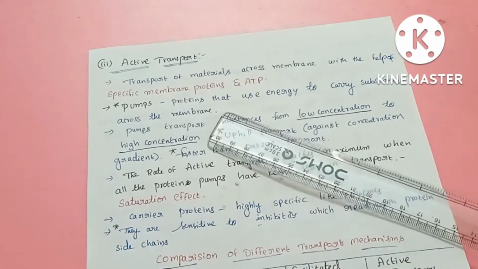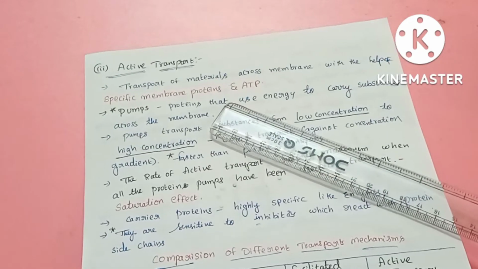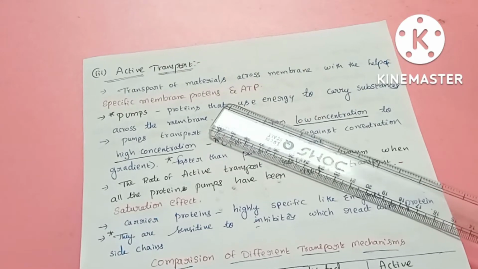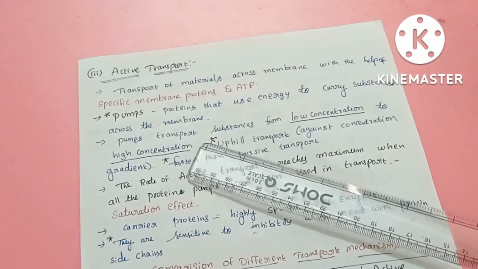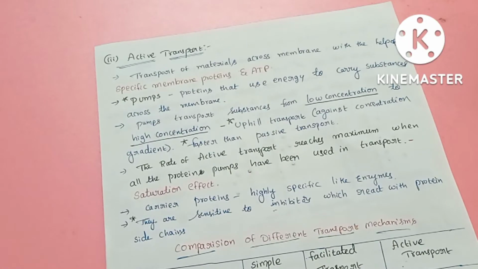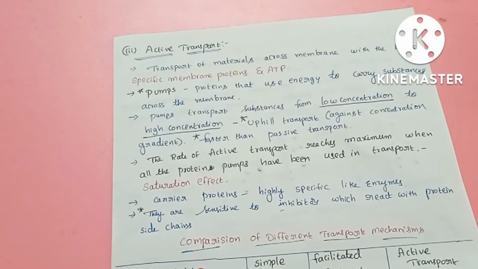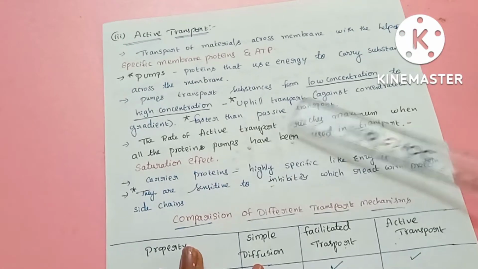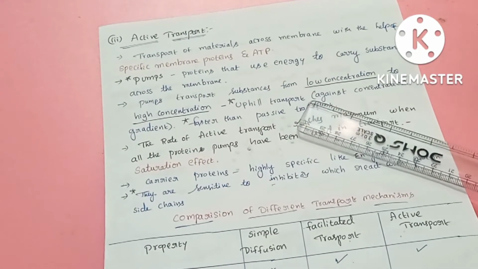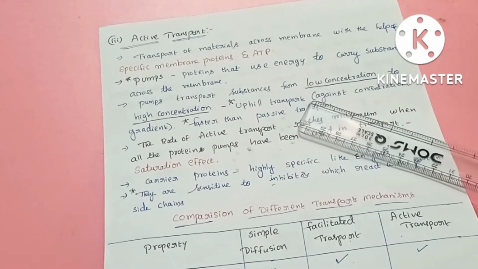Pumps are proteins. They use energy for carrying the substances. Without energy they cannot work, so they use energy to carry the substances across the membrane. And these pumps transport the substances against the concentration gradient. What is the concentration gradient? That is the difference in the concentration.